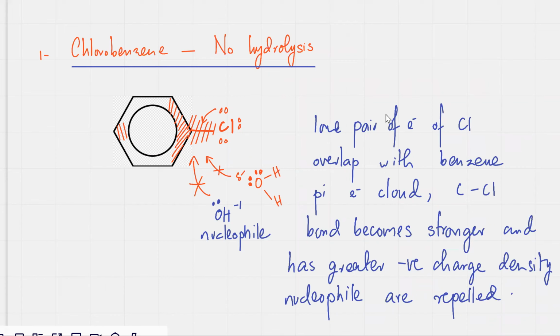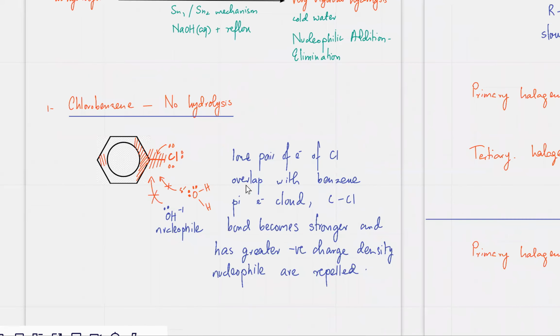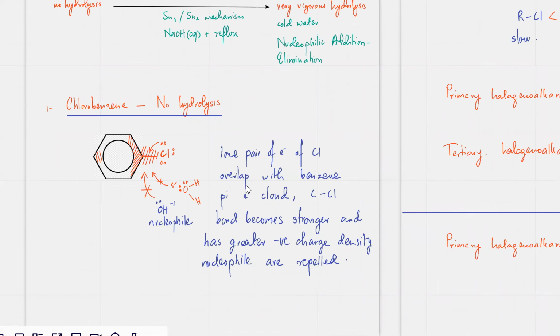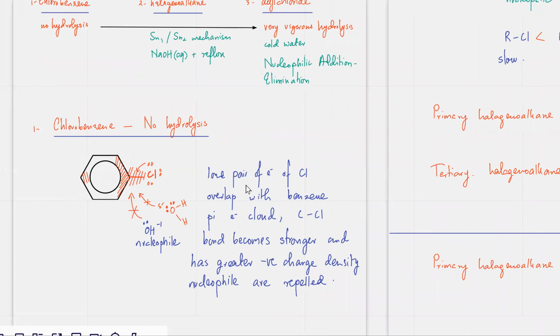So the lone pairs of electrons of Cl overlap with benzene's pi electron cloud. The C-Cl bond becomes stronger and has greater negative charge density. And the nucleophiles are going to be repelled. With the word nucleophile, I'm basically referring to water molecules. So you need to explain that chlorobenzene has no hydrolysis whatsoever. Okay? Is this clear as well? Yes, sir.